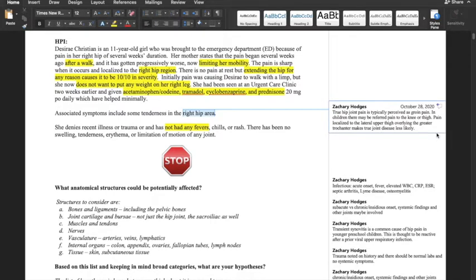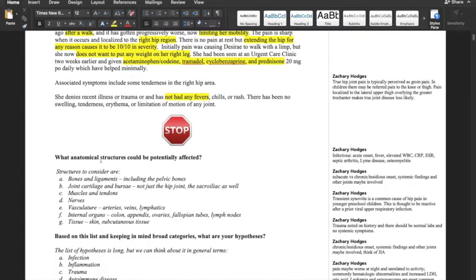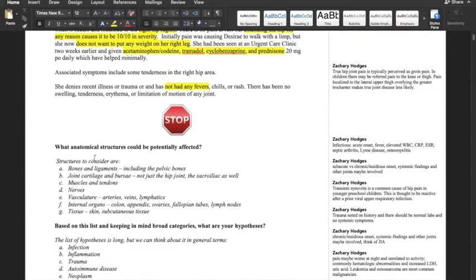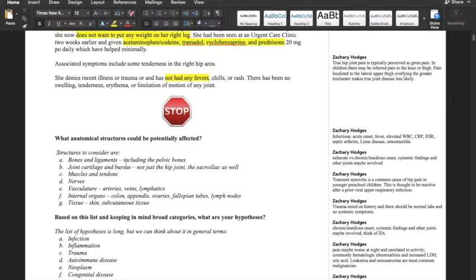So moving on, it's mentioned here that she has tenderness in the right hip area. I thought it'd be important to point out that true hip pain is typically perceived as groin pain. And even in children, you can have referred pain from the hip to the thigh or even the knee. So taking into consideration all the other joints, above and below the joint of interest, is important. When pain localizes to the lateral upper thigh, overlying the greater trochanter, it makes true hip disease less likely. So what anatomic structures could potentially be affected? Really anything around the hip and the pelvis, and that's included here.